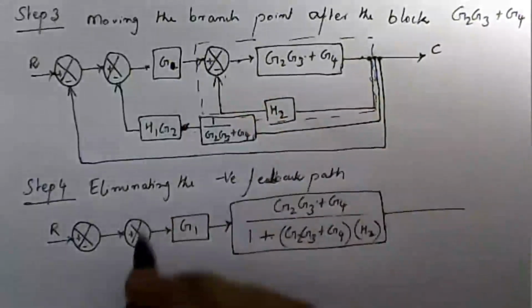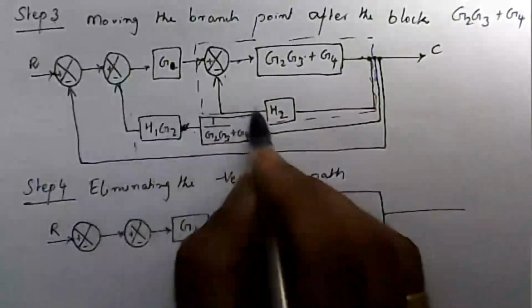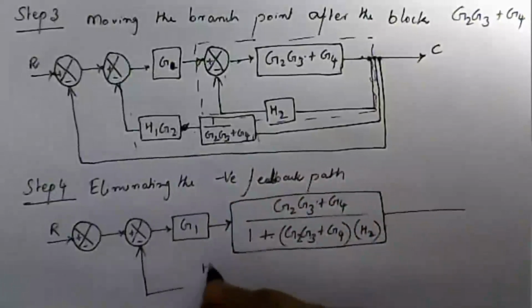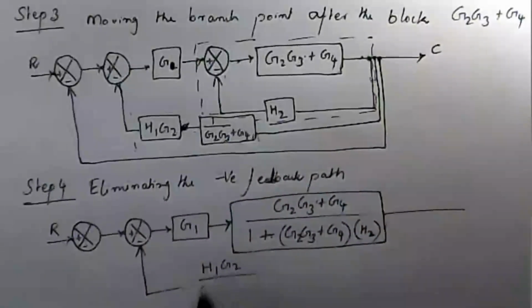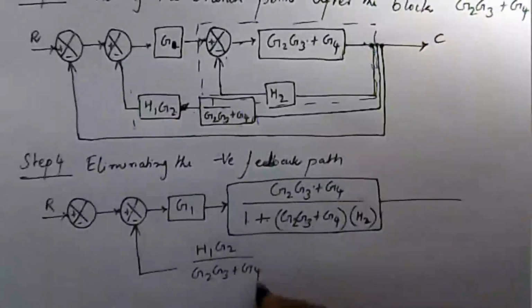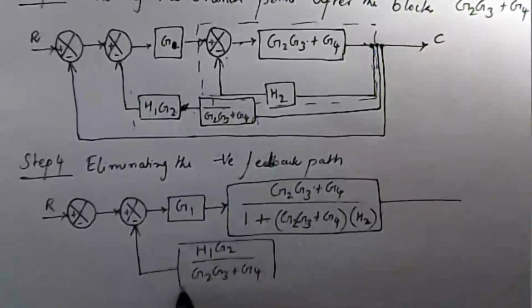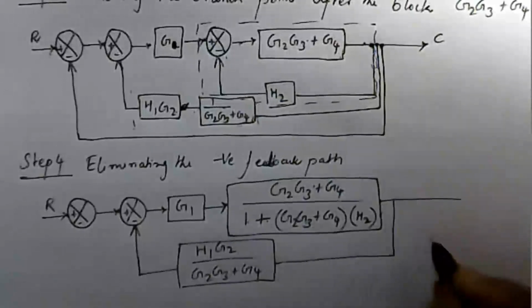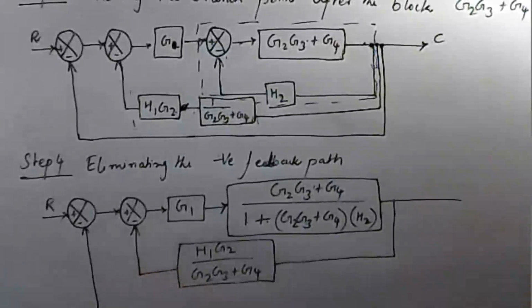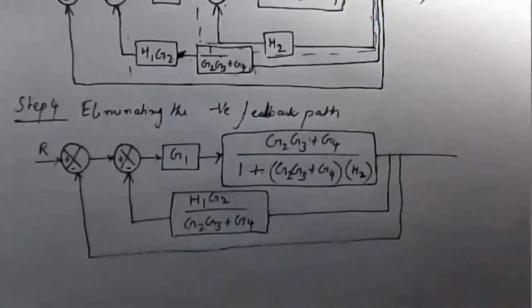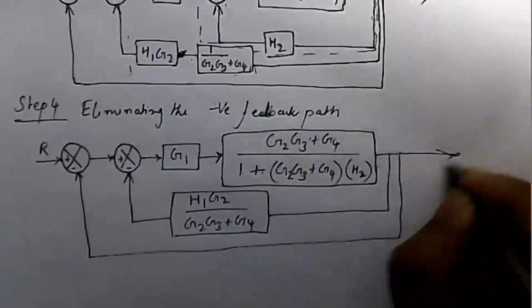This block is eliminated. Now these two blocks are in cascade. Just multiply these blocks. H1 G2 divided by G2 (G3 plus G4). This is the C output.